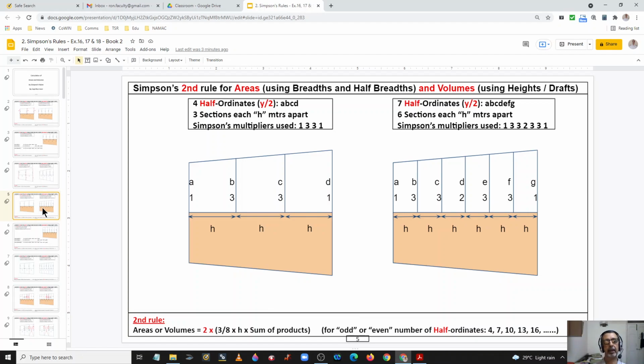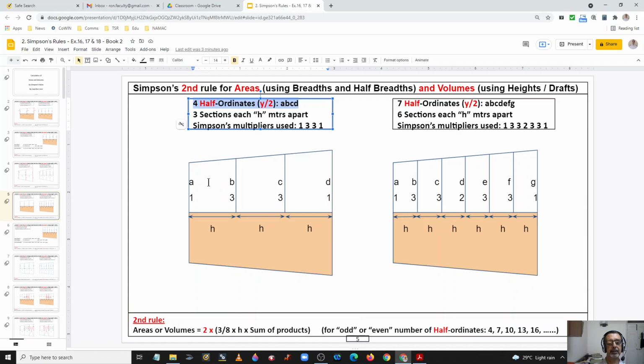Simpson's second rule for areas and volumes using half breadths or full breadths and heights or drafts. The drawing on the left hand side, we are using 4 half ordinates. And since they are half ordinates, we denote it as y by 2. And the half ordinates are A, B, C and D, thus giving us 3 sections, each section being h meters apart. The Simpson's multipliers that we use are 1, 3, 3, 1.